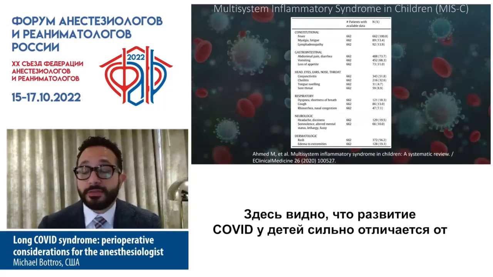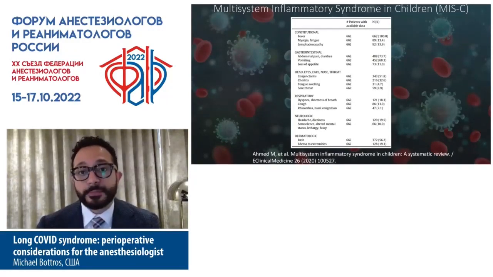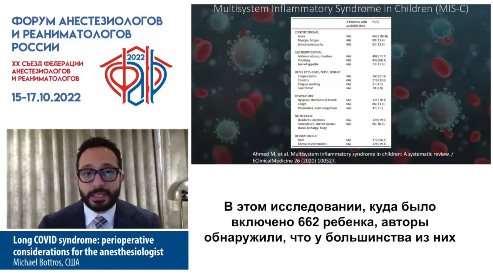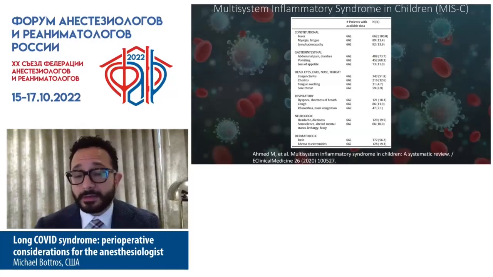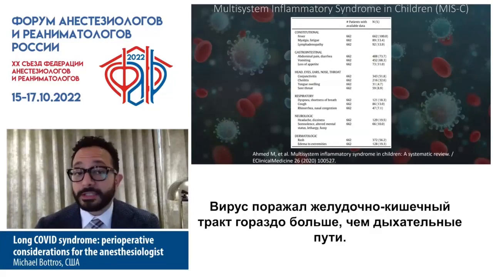You can see here that the development of COVID in children is quite different than what we see in adults. In this study looking at 662 children, you'll find that the majority of these kids have fever and they have abdominal pain and diarrhea. It affects the GI tract much more than the respiratory tract.